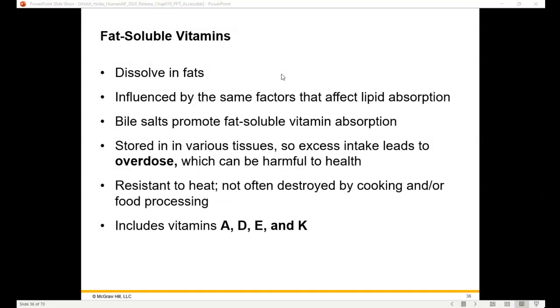The fat-soluble vitamins dissolve in fats. It's influenced by the same factors that affect lipid absorption. Bile salts promote fat-soluble vitamin absorption. They're stored in various tissues, so excess intake leads to overdoses, which can be harmful to your health. Okay, they are resistant to heat. They're not often destroyed by cooking and or food processing. And these include A, D, E, and K.